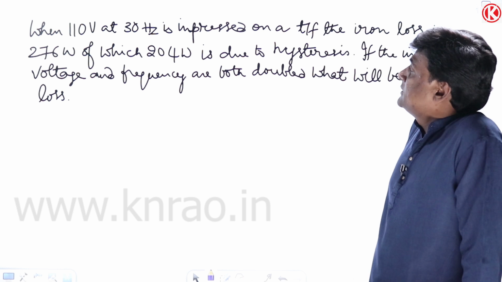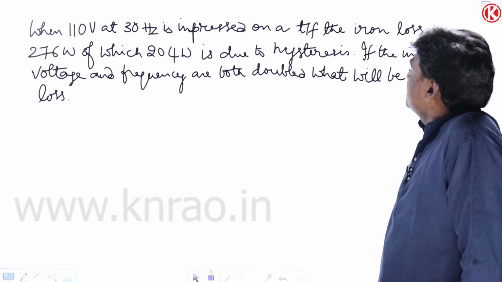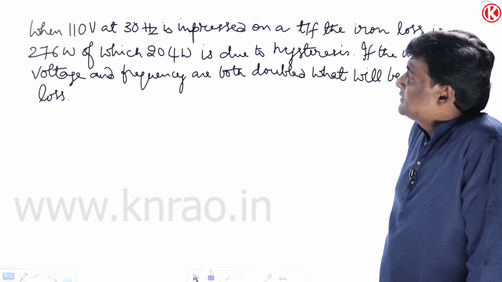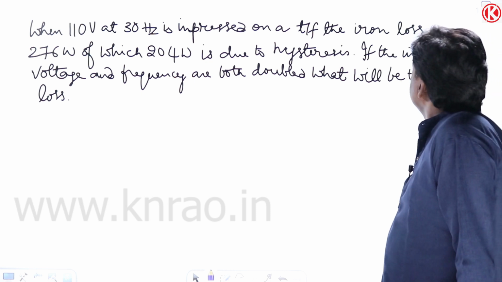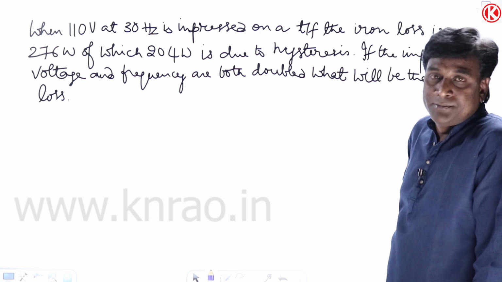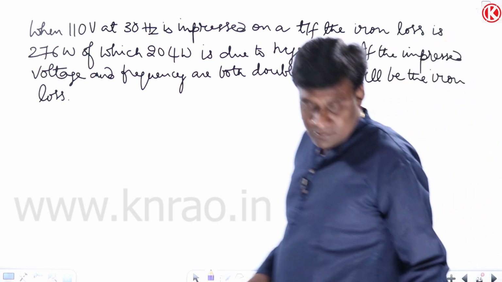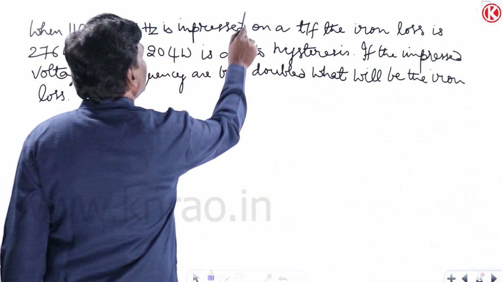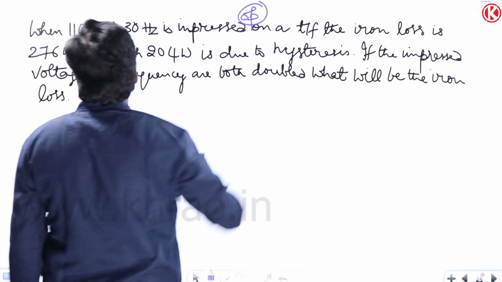Is it operating engineer or design? When 110 volts at 30 Hz is impressed on a transformer, the iron loss is 276 watt, of which 204 watts is hysteresis. If the impressed voltage and frequency are both doubled, what will be the iron loss? Meaning that it is again an operating engineer question only. Okay, so this is operating engineer because same transformer, no?